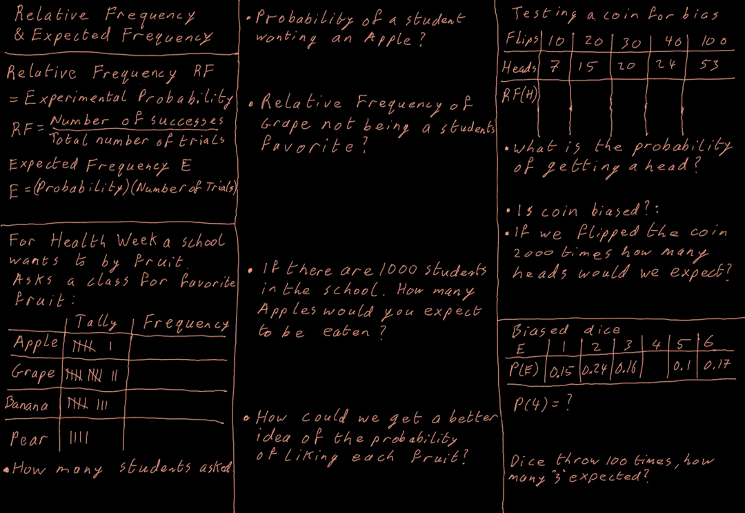The expected frequency, which we will often call capital E, is the probability of an outcome multiplied by the number of times we run the experiment. And both of these will become more concrete as we run into our examples.